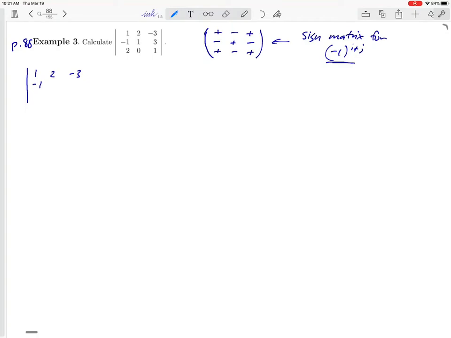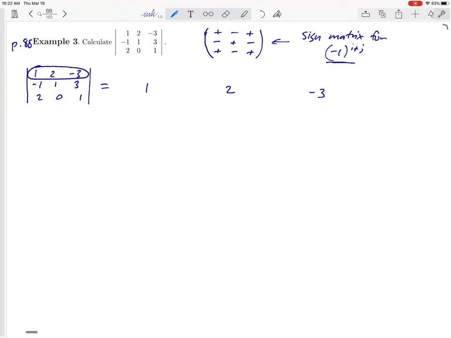So I'm going to just recopy the matrix. There are 3 pieces here, the same 3 pieces that we talked about earlier. We are going to choose to expand along the first row. We could actually choose any row or any column. The first thing we're going to do is write down those 3 entries in order. There's a 1, there's a 2, and there's a -3.